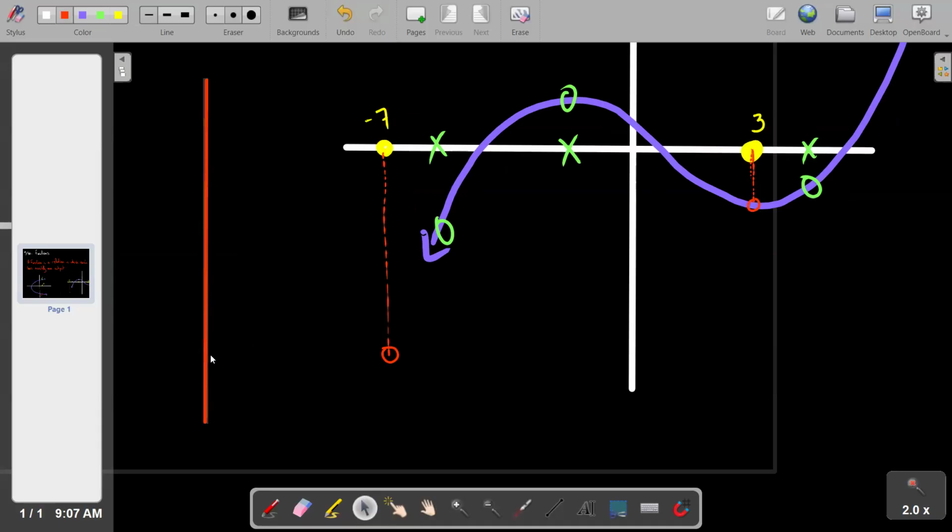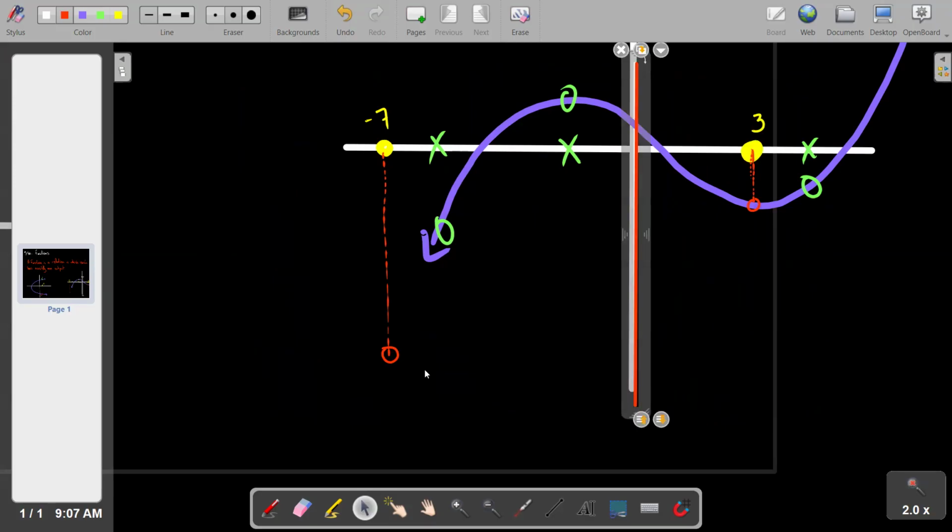Look at this vertical line and imagine it scanning through this purple roller coaster. Does it ever see the purple graph more than once? No. Never. It pings it once and it passes right through. So that's the essence of being a function: you have exactly one y for every x, no more. Got it?